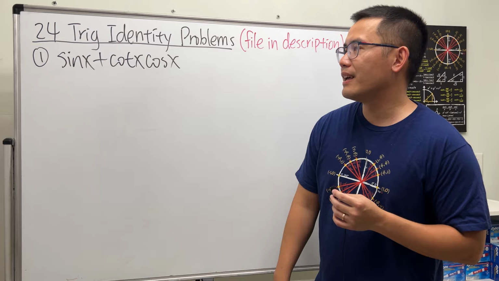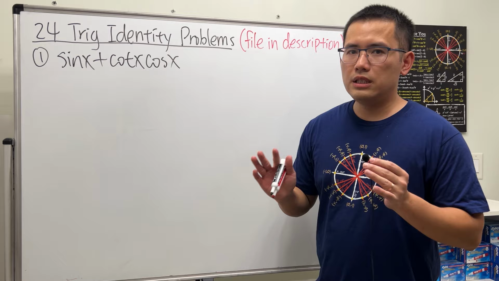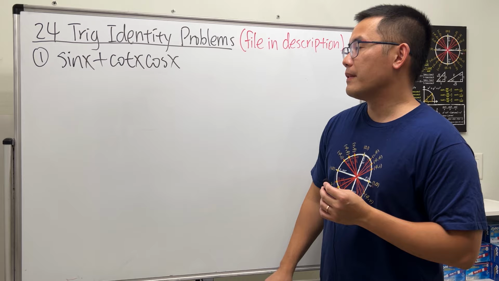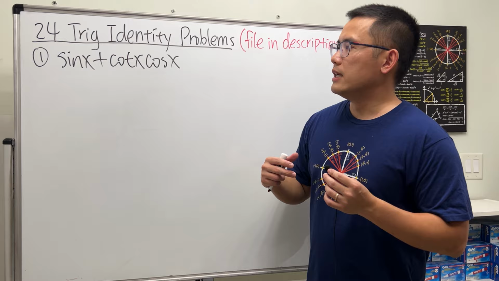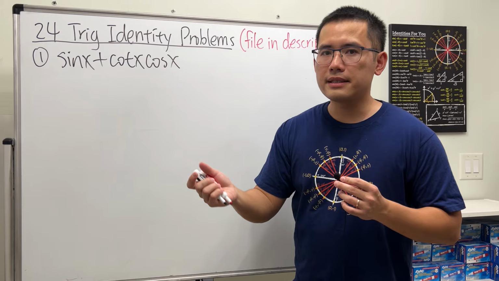This is the first one. We have sin x plus cotangent x times cosine x. And if you look at the file, I put all the questions in the multiple choice format, because that way you will know when you can stop or maybe you have to keep on going. Alright, so let's see. Here is the first tip I want to give you. Try to work with sine cosine only. That being said, look at this cotangent x. Can we write it? Yes. Cotangent is what? Cosine x over sine x.